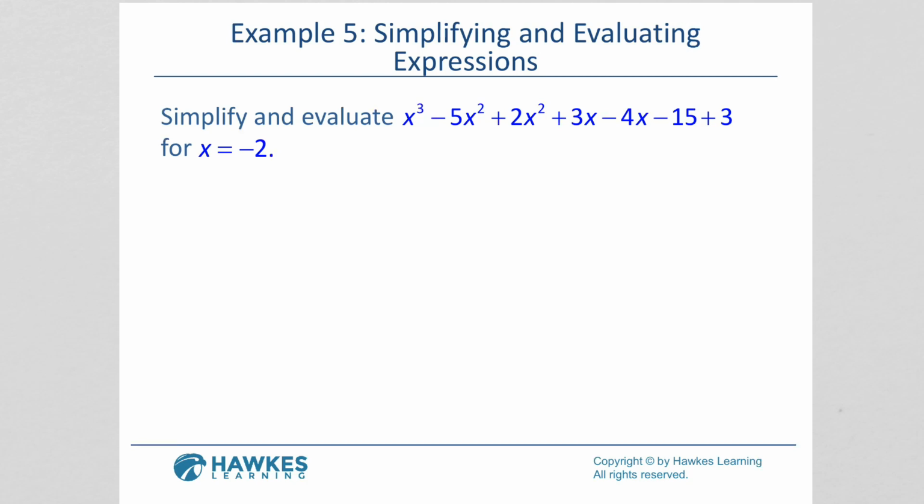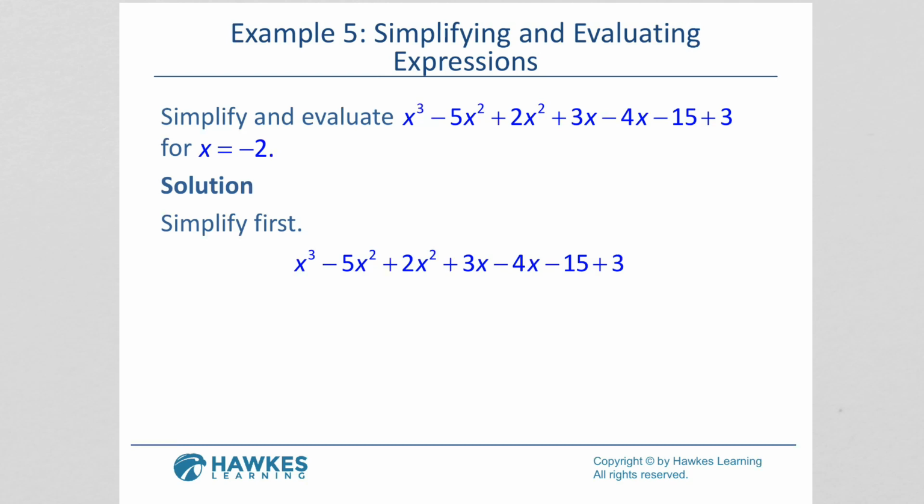Example 5, simplify and evaluate x cubed minus 5x squared plus 2x squared plus 3x minus 4x minus 15 plus 3 for x equals -2. We're going to simplify first. That becomes x cubed plus -5 plus 2 x squared plus 3 minus 4 x minus 15 plus 3, which is x cubed minus 3x squared minus x minus 12.